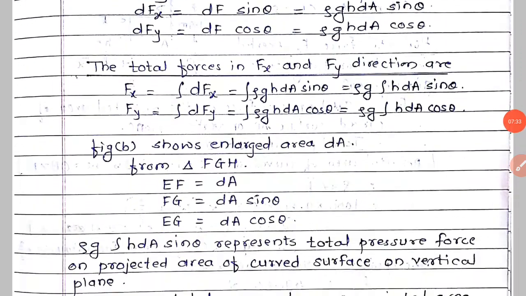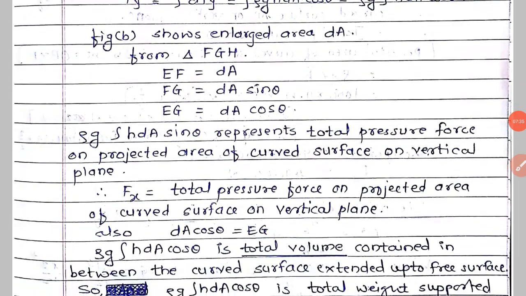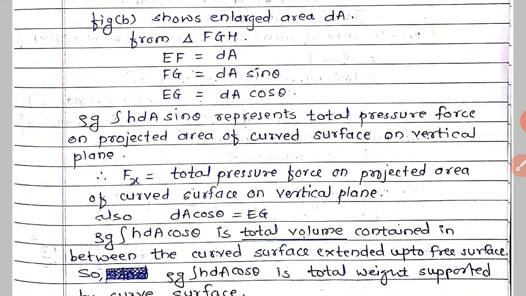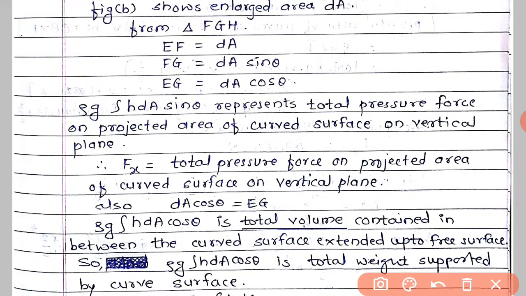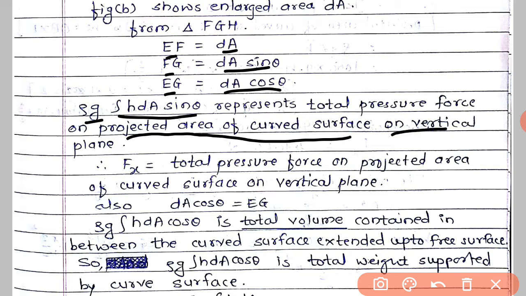Now see here, from figure, from triangle FGH previously shown, EF is equal to dA, FG is equal to dA sin theta, and EG is equal to dA cos theta, and rho g into integration of h dA sin theta represents total pressure force on projected area of the curved surface on the vertical plane.